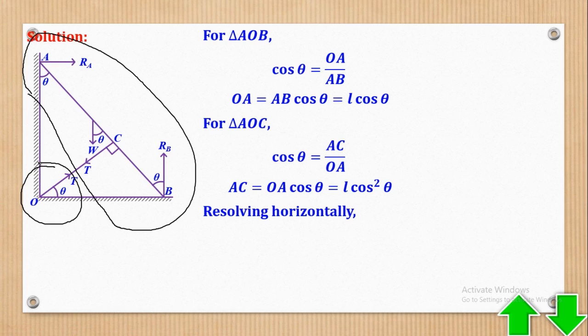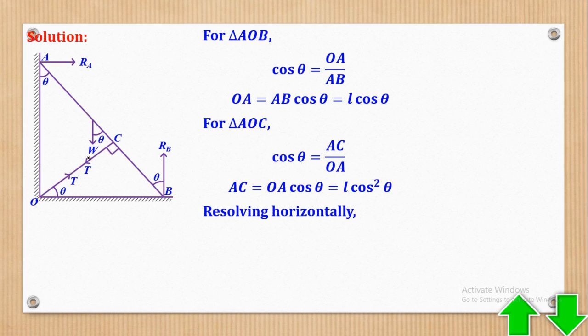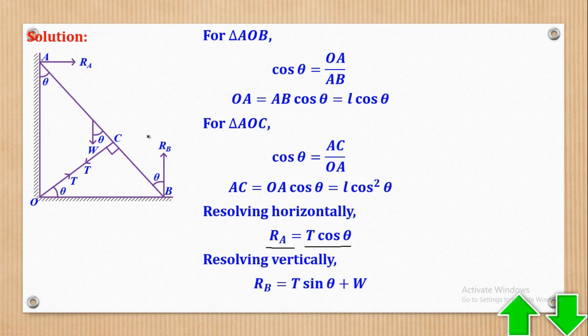So for the forces on the rod, I'm interested in this tension, so I have to resolve this tension horizontally. I know that the angle with the horizontal is theta, meaning that the horizontal component of this tension will be T cos theta. Therefore, RA is equal to T cos theta. What about vertically? Vertically, upward forces are equal to downward forces. So the upward force is this RB, the downward forces are this W, and also a component of this tension, which will be T sine theta.